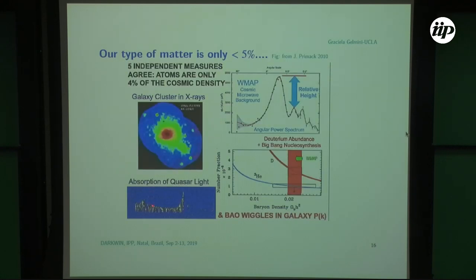There are 5 different, independent pieces of information that tell us that our type of matter, that I will call baryonic because baryons are neutrons and protons, right? But this is atomic matter. Our type of matter comprises less than 5% of the content of the universe. So 95% gives you an opportunity for many discoveries, right? They are not easy though. But we don't know what 95% of the content of the universe consists of. Lot of work to do.